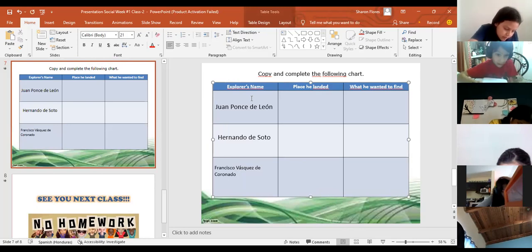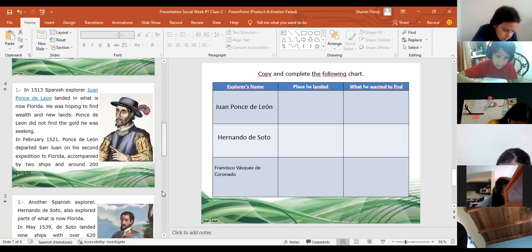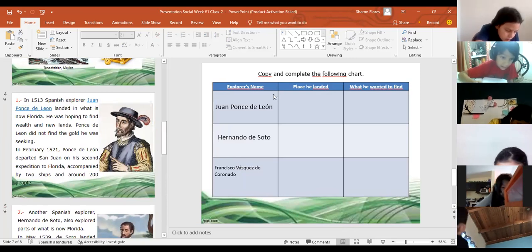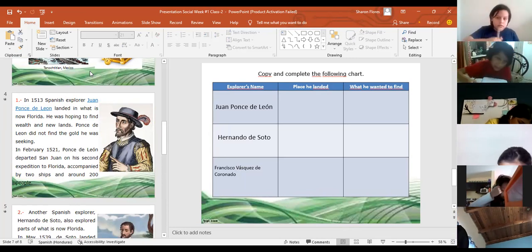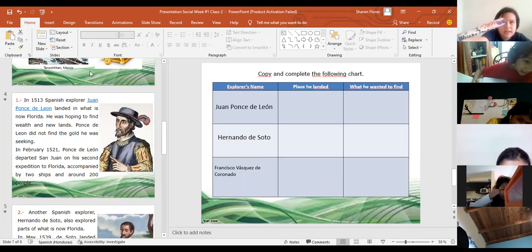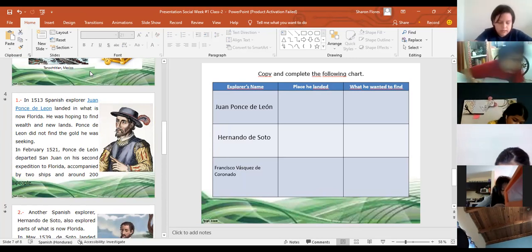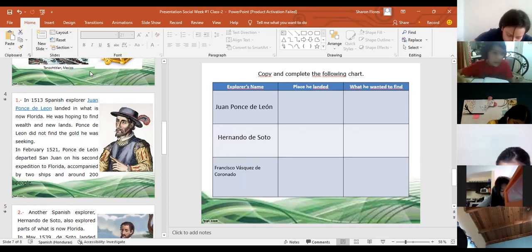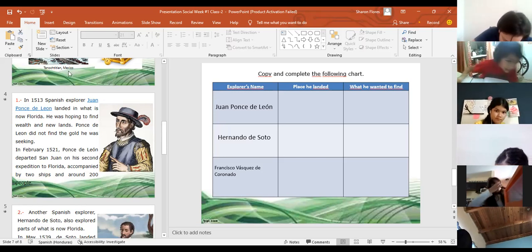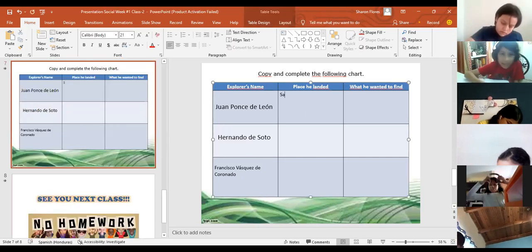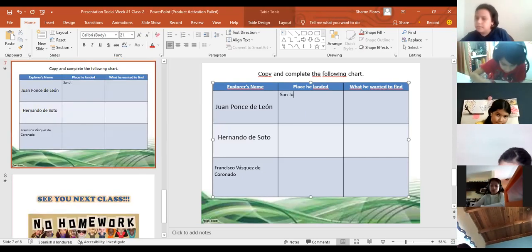Place he landed. Remember, in this part, you are going to write the place he landed, Juan Ponce de Leon. I'm going to put here the information. The place he landed: Florida. He departed from San Juan on his second expedition to Florida, to a new land. So we can write place he landed, San Juan and Florida. Let's write San Juan, because he departed from that place, from San Juan.